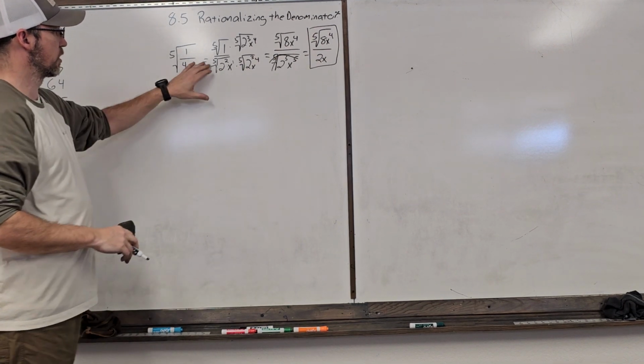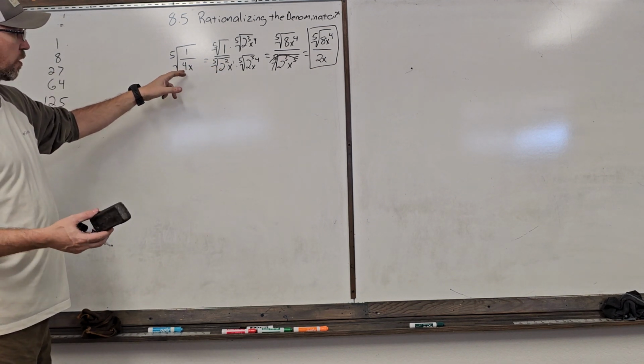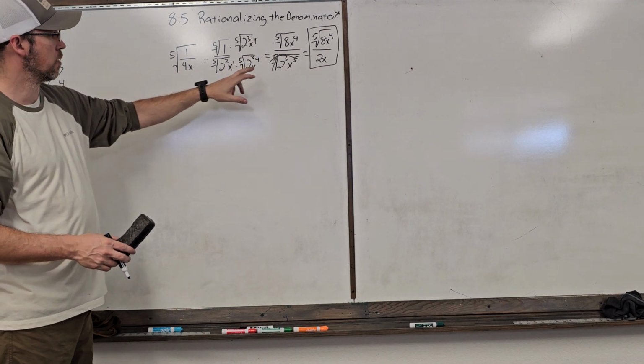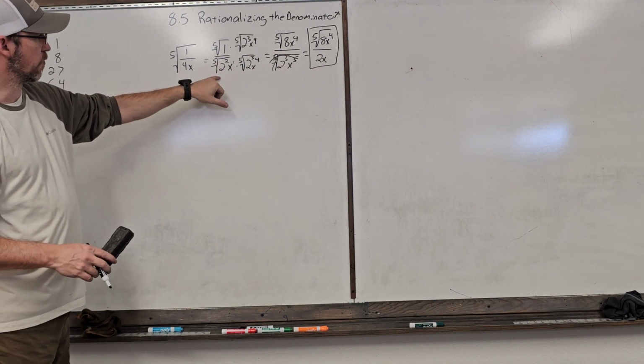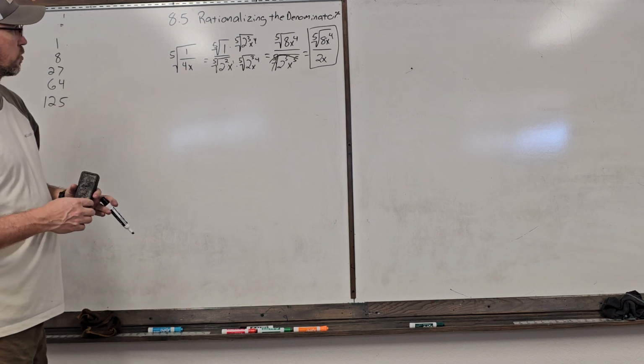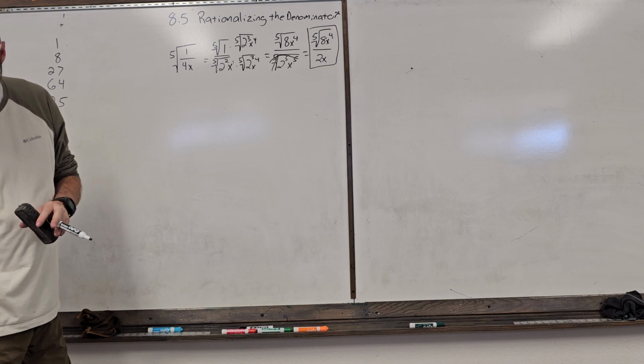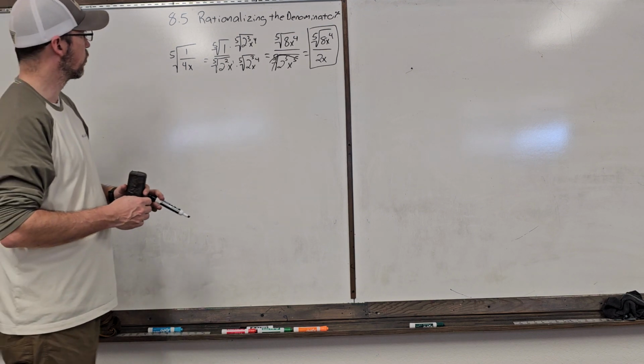All right, so now we've rationalized that denominator. There was a little trick. At first I was trying to do 4 to the 5th, which would have given me a huge number, completely overlooking that 4 is the same thing as 2 squared, and that makes it to where I can work with a lot smaller numbers. All right, that's it for 8.5.